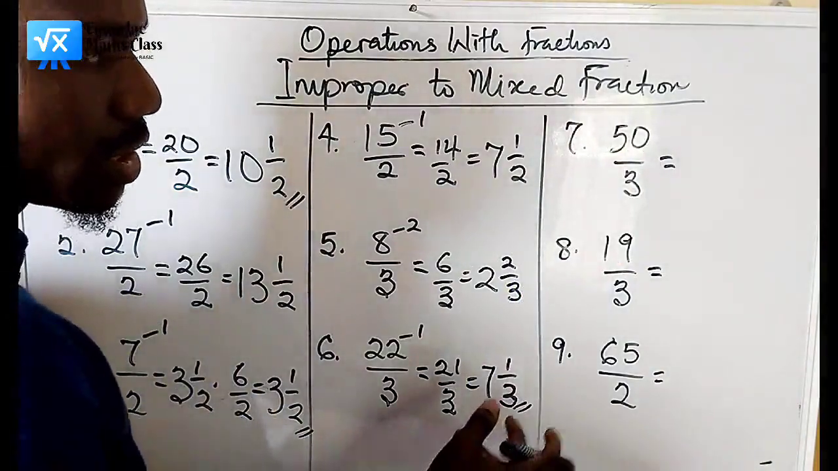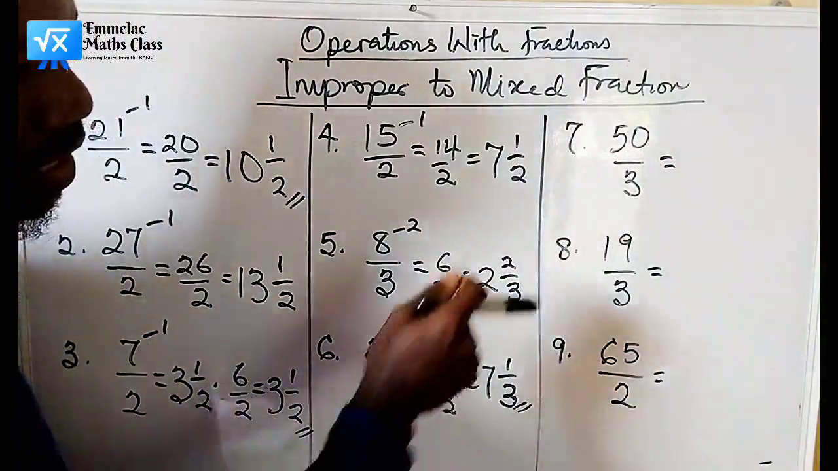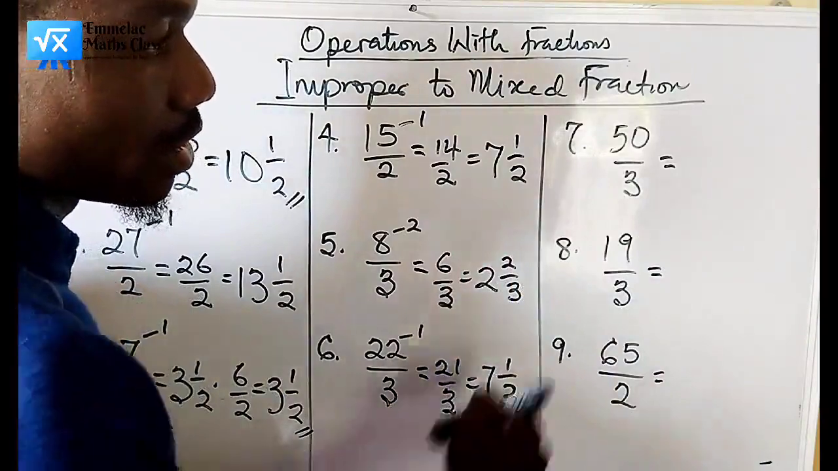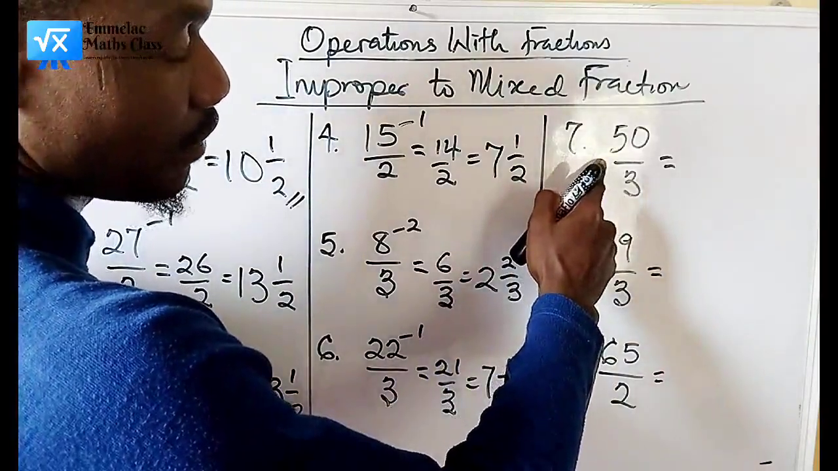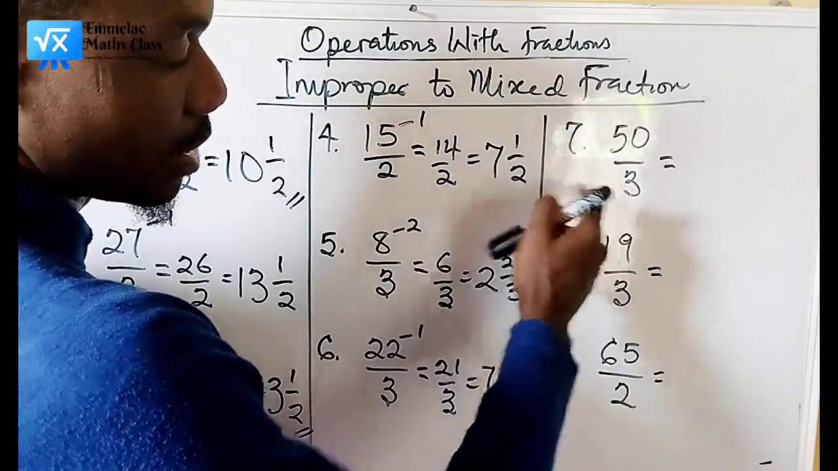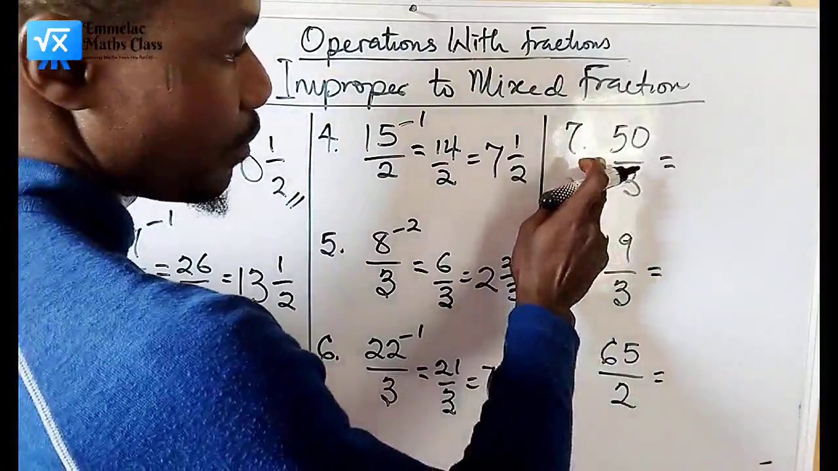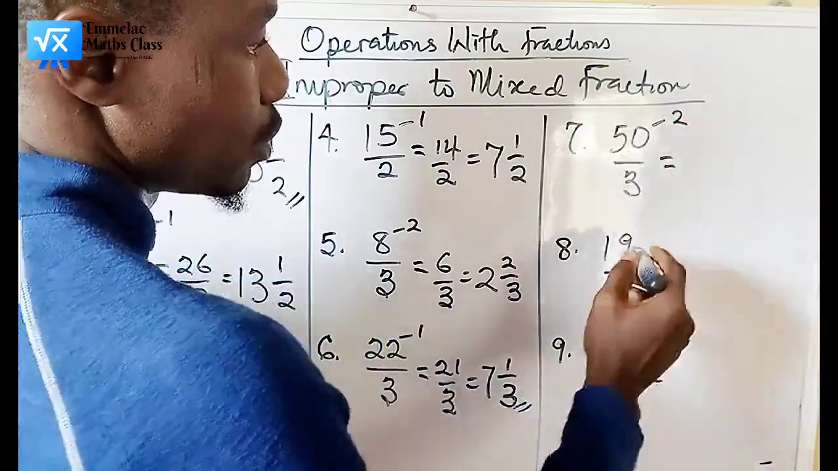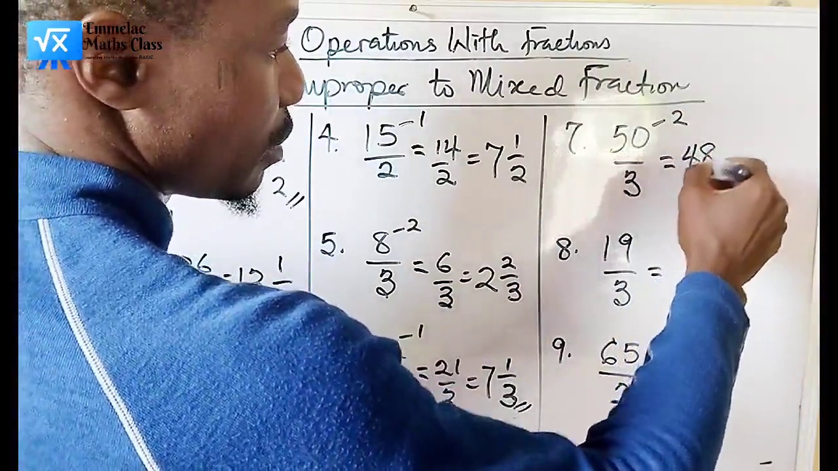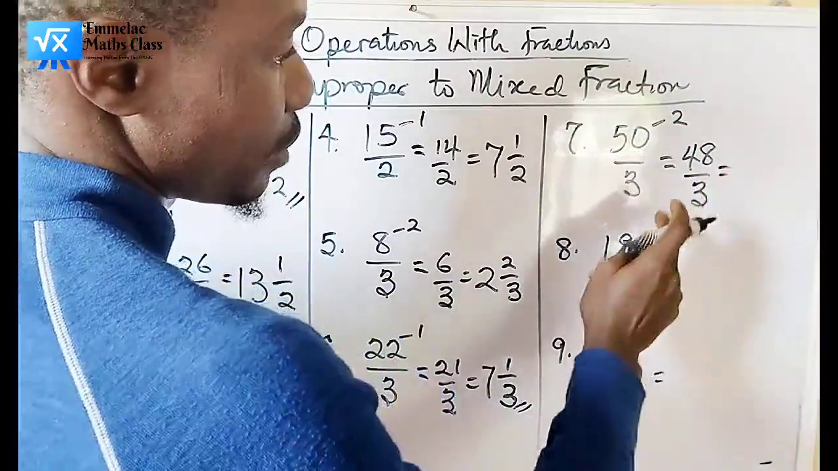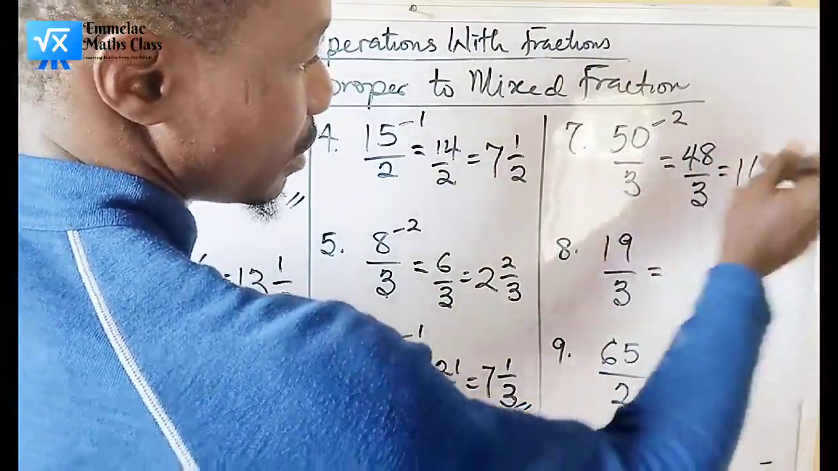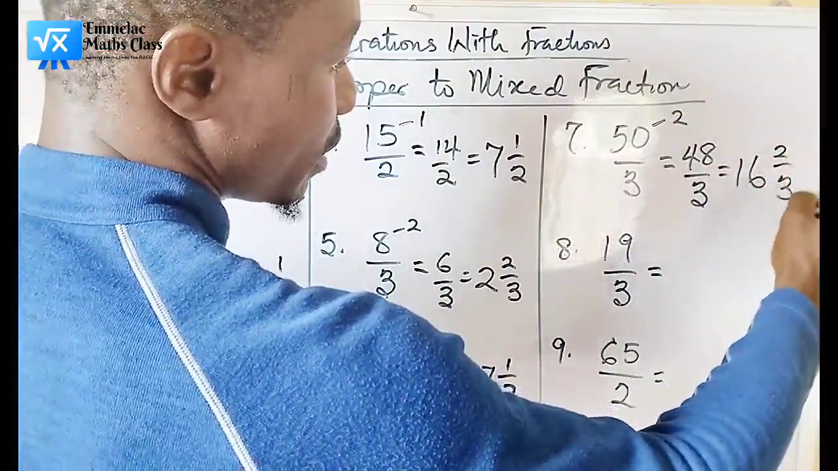So we can still implement another rule here. The next even number here will give us 48, and 48 is divisible by 3. So for us to get 48 from here, I'll be able to deduct 2. So here we have 48 over 3. Now this will give us 16, right? Yes. So 16 whole number 2 over 3.